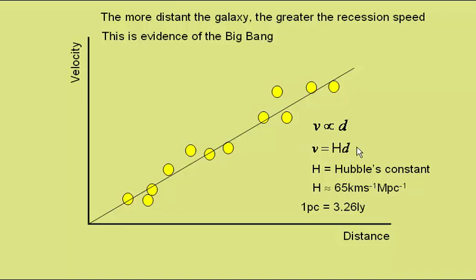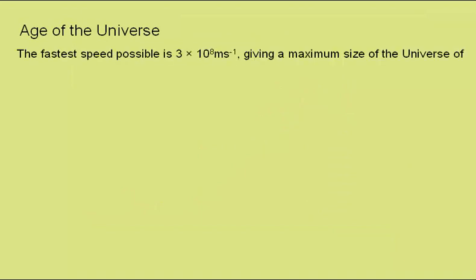This relationship here, recession velocity equals Hubble's constant times distance, is what is known as Hubble's law. It allows us to calculate the age of the universe. The fastest speed possible is 3 times 10 to the 8 meters per second, the speed of light, and we do see objects called quasars with approximately the recession speed of the speed of light.